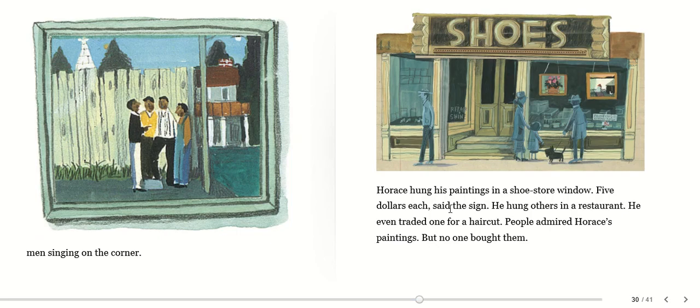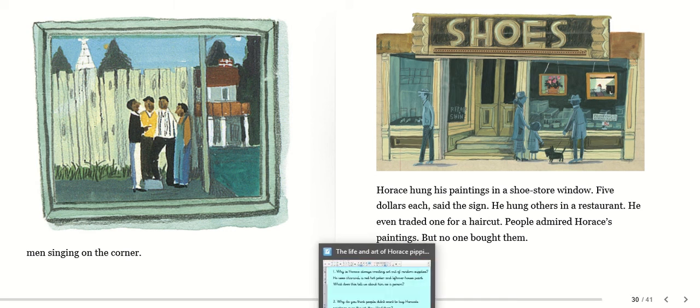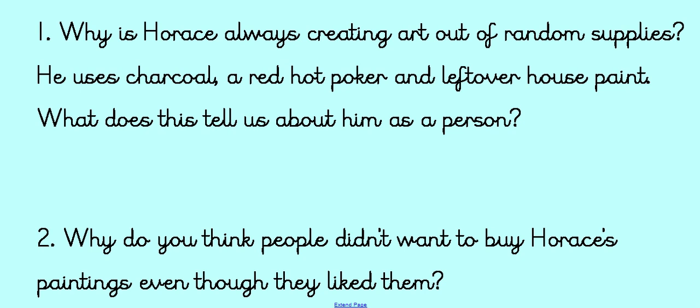Horace hung his paintings in a shoe store window, $5 each, said the sign. He hung others in a restaurant. He even traded one for a haircut. People admired Horace's paintings, but no one bought them. Why do you think no one wanted to buy Horace's paintings? Have a think and try and answer that question.